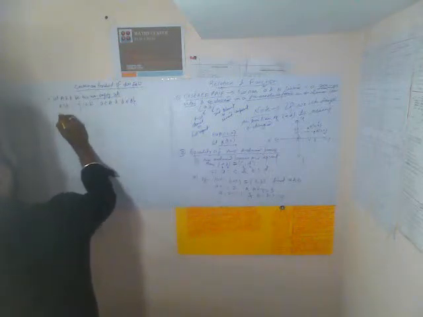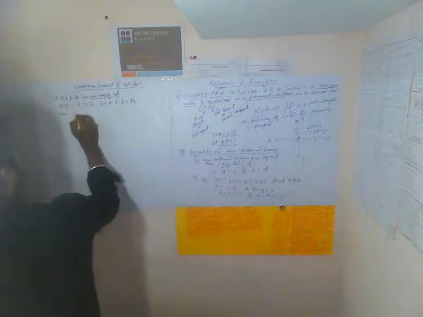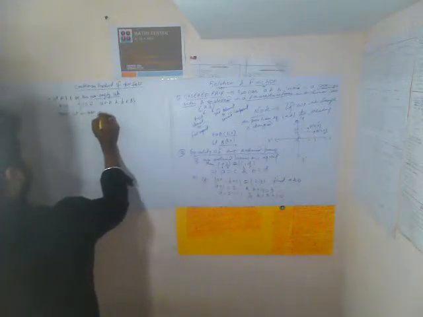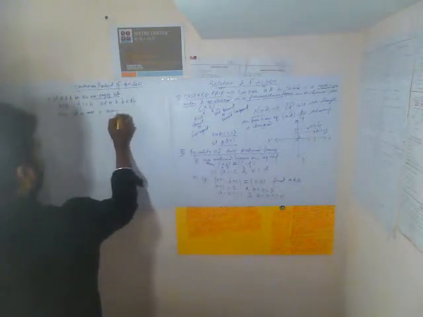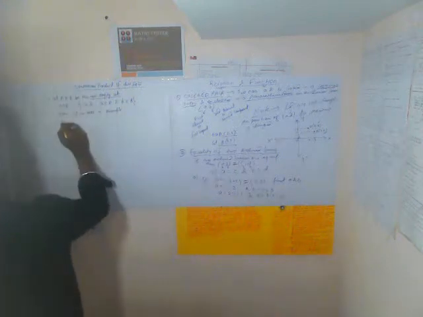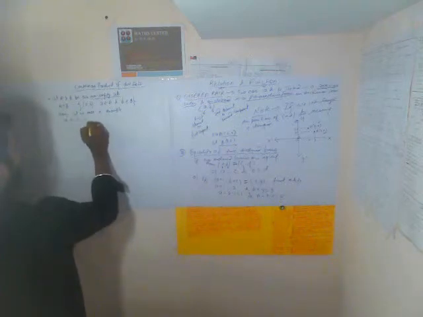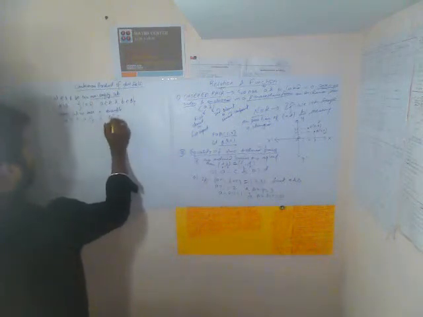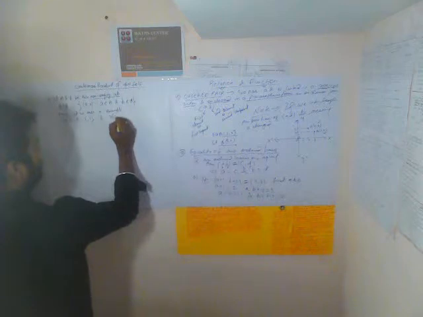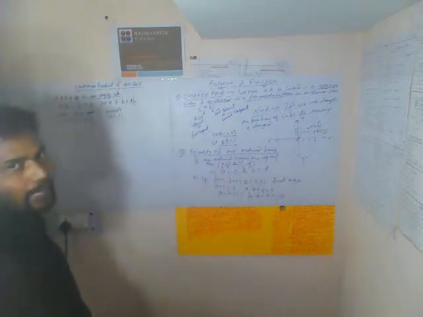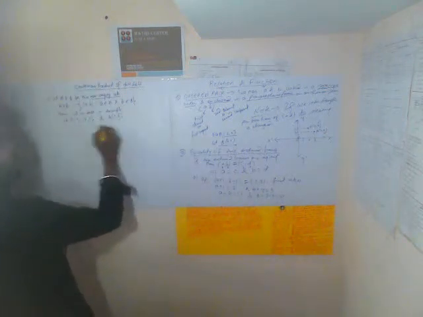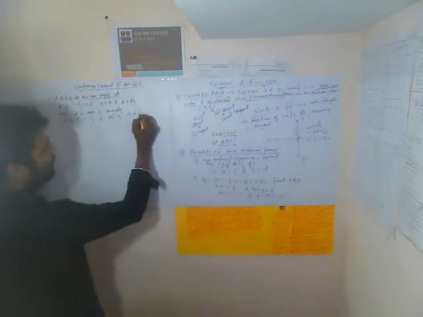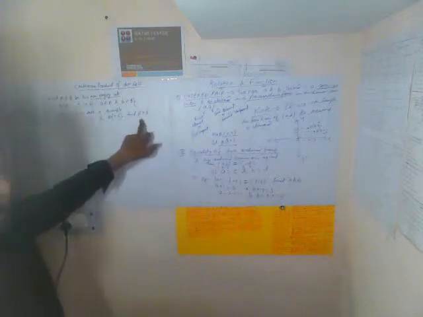Now let us take an example. Suppose set A has the elements 1, 2, 4 and set B has the elements 5, 6, and we have to find A cross B, that means the Cartesian product of two sets A and B.